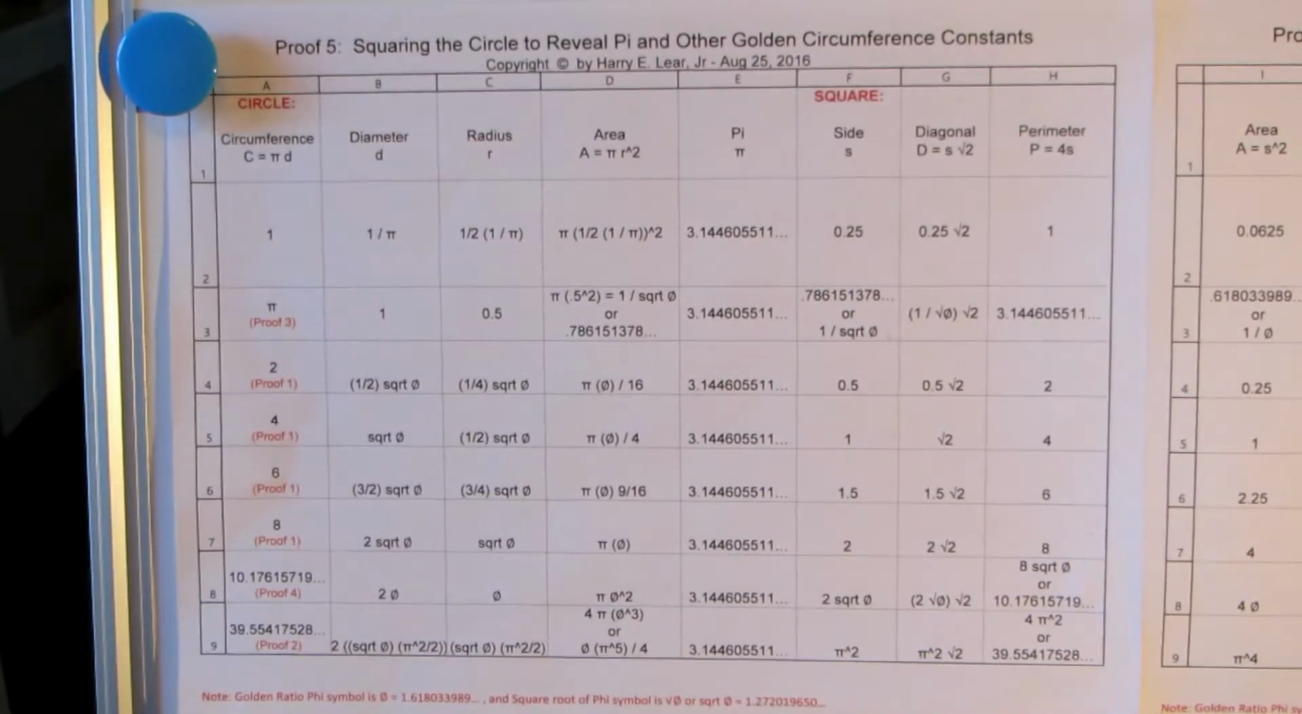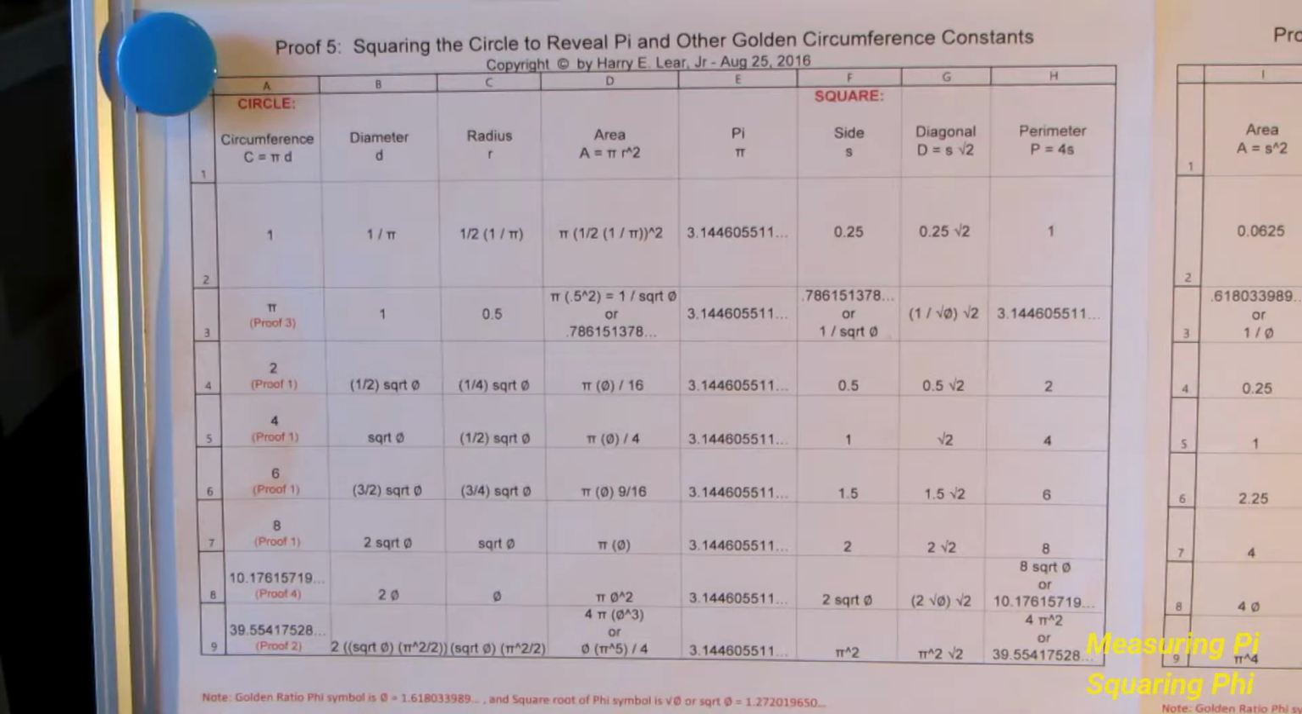So what we've done in this section 5 of the Measuring Pi, Squaring Phi website is create an Excel spreadsheet listing all the circles that I used in the proof and the square and their attributes. Here are the circle's attributes: its circumference, its diameter, its radius, and area, and the pi, of course, that we used and we also derived, 3.144605511. For the square, we have the side, the diagonal, perimeter, and the area.